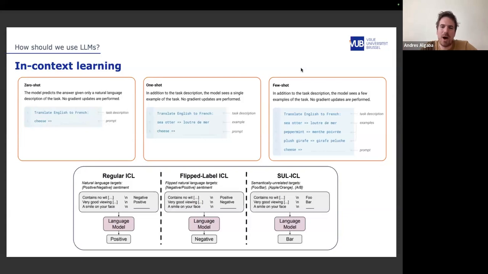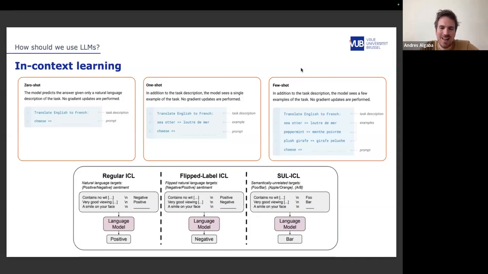To also show you the power of this in-context learning, so then we look at the lower rectangle. There we have regular in-context learning. So we have some sentences with a sentiment. So "contains no wit" is negative. "Very good viewing" is positive. "A smile on your face" is positive. Okay, that we get. Now, what we can also do is we flip the replies. So now "contains no wit" about a movie becomes positive, which is not true, of course. And "very good viewing" is negative.